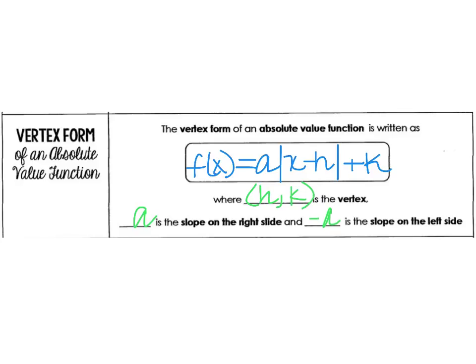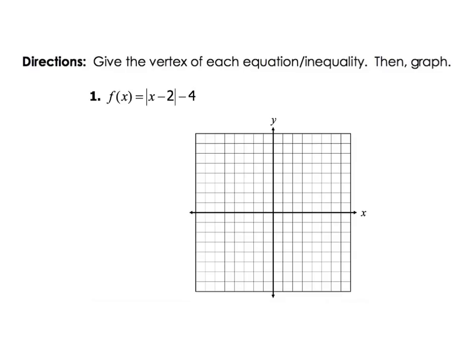All right, we're going to go through a few examples and kind of interpret what this means. All right, so example number 1, we want to give the vertex of each equation and inequality, and then we want to graph it. So we need to know vertex form of absolute value is f of x equals a times the absolute value of x minus h plus k. And we know that our vertex is h comma k. So what we need to do is identify our h and identify our k.